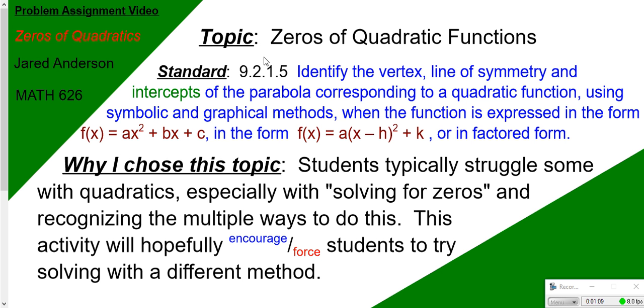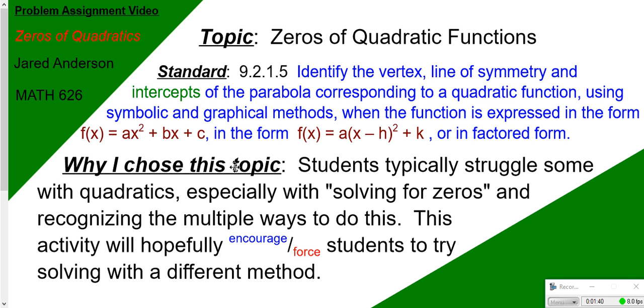Again, the topic that I've chosen for this problem-solving activity is the zeros of quadratic functions. When I say zeros, that could also be understood as intercepts. The standard that I'll be focusing on is identifying the vertex, line of symmetry, and intercepts of the parabola corresponding to a quadratic function. I also really like that the standard mentions you can use graphical methods or symbolic methods, because I do want students to be able to do both.